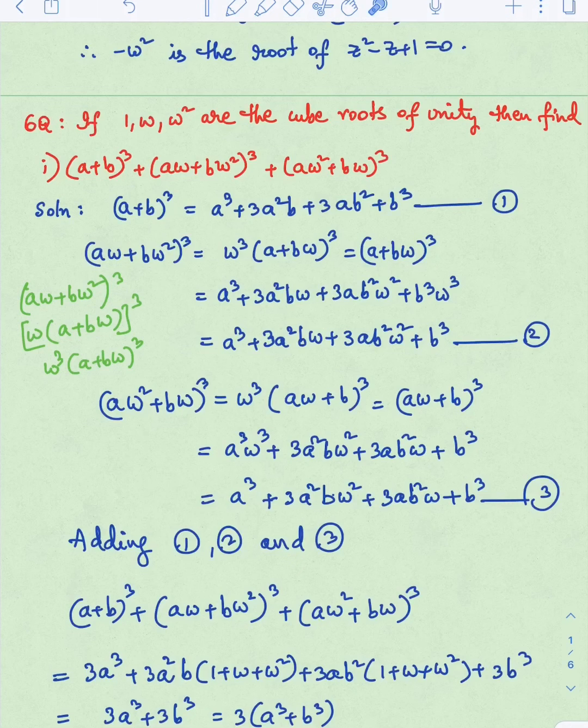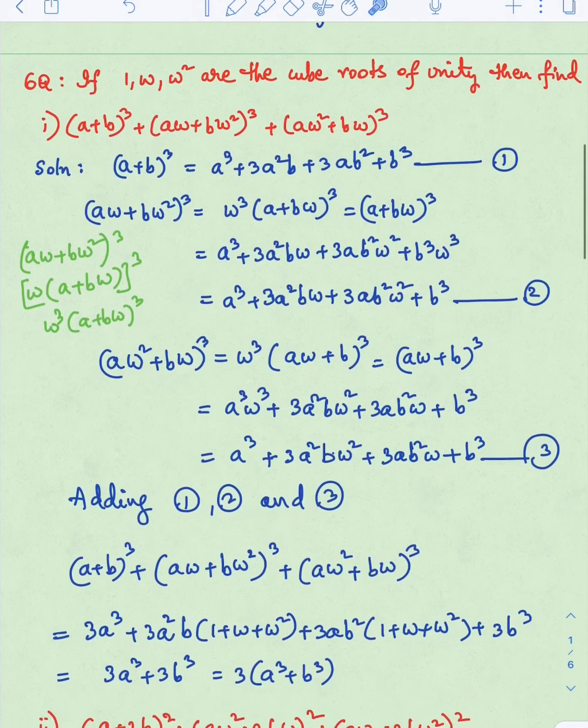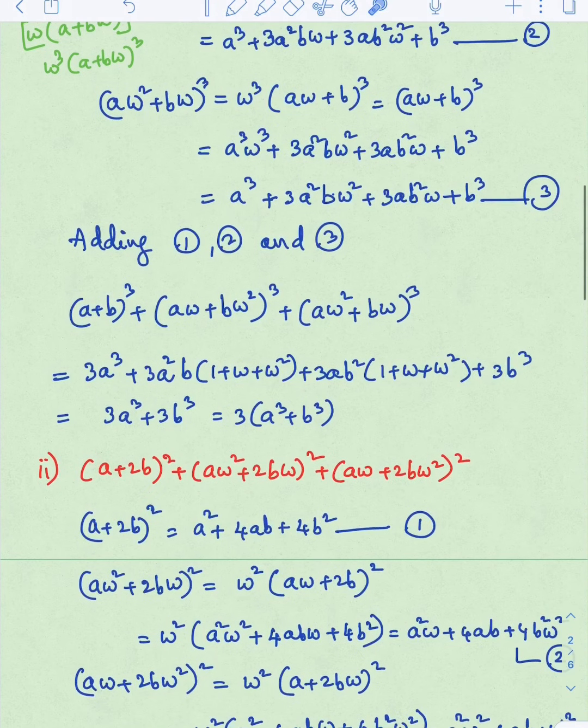So this is the third. Now add 1 plus 2 plus 3. So you get the LHS in the question. Actually not LHS, the required value.